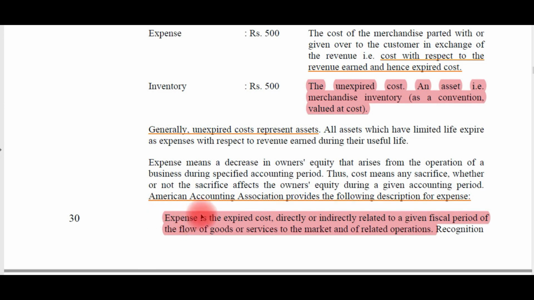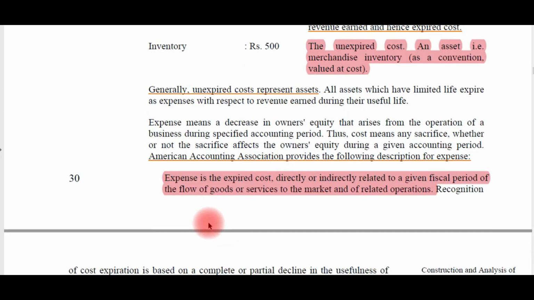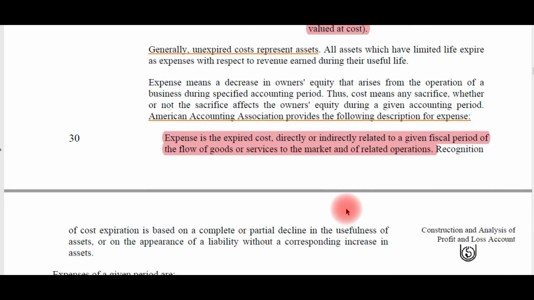Now, the American Accounting Association provides the following description for expense. What does it say? Expense is the expired cost which is consumed directly or indirectly related to a given fiscal period of the flow of goods or services to the market and of related operations. So, in the company's operations, if an asset is consumed, if something is expired, cost is expired, if a resource is completely utilized either directly or indirectly, these two words are important, directly or indirectly, then that cost is to be treated as an expense. Only then that cost is to be treated as an expense.